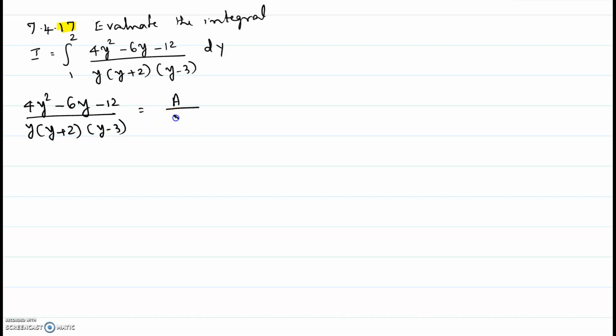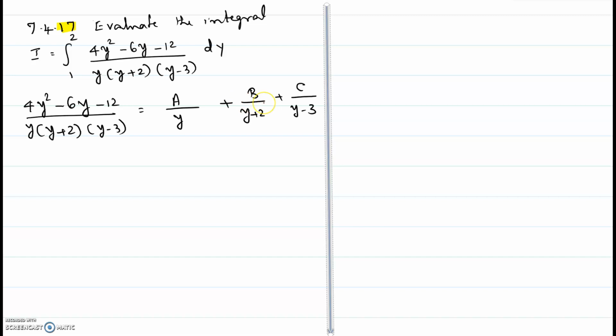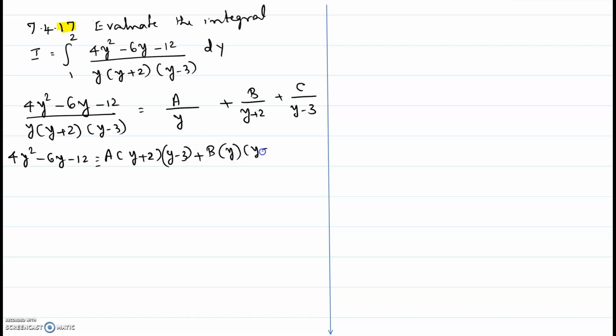So one term for each linear factor: A over y, B over y + 2, and C over y − 3. We have to determine the constants A, B and C. So we will write 4y² − 6y − 12 as A times (y + 2)(y − 3), then B times y(y − 3), plus C times y(y + 2).